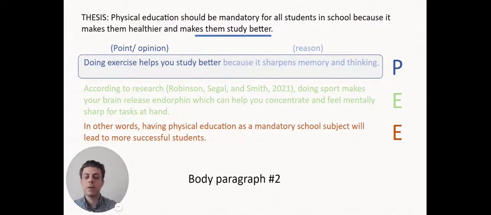All right, so here's an example. Doing exercise helps you study better because it sharpens memory and thinking. If your answer was similar to this, then well done, you've got it. And this is how we write body paragraphs in an argumentative essay. Every body paragraph has to follow the PEE method.